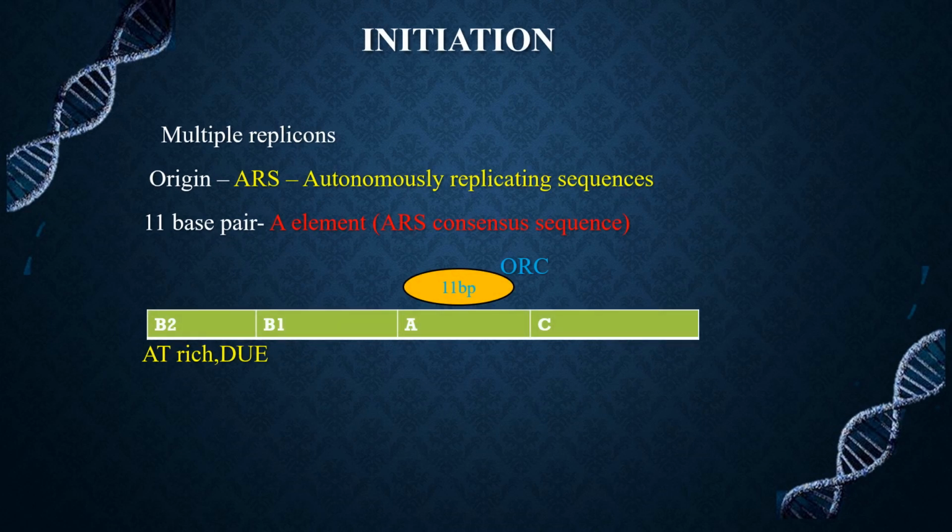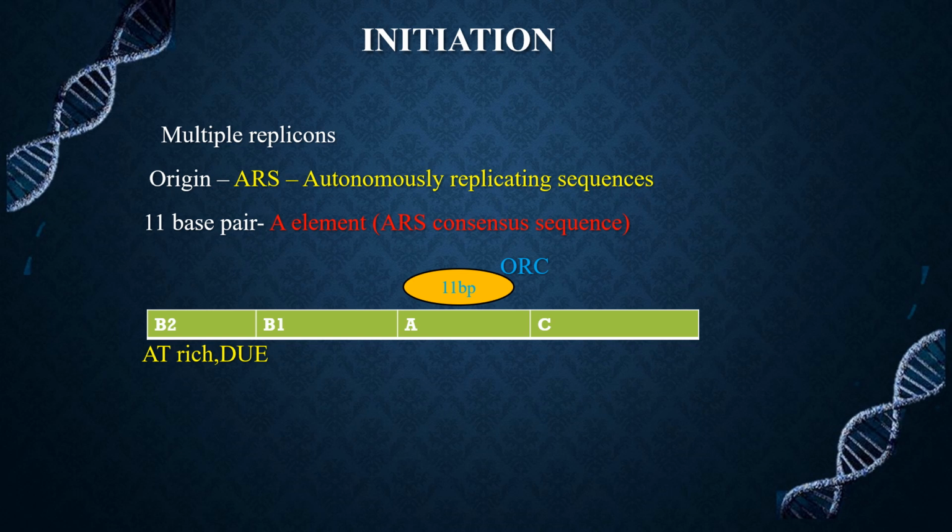As in the case of prokaryotic replication, eukaryotic replication also contains three stages, namely initiation, elongation, and termination. In this section, we are dealing with initiation. So, the eukaryotic genome contains multiple replicons. The origin is ARS, that is autonomously replicating sequence.